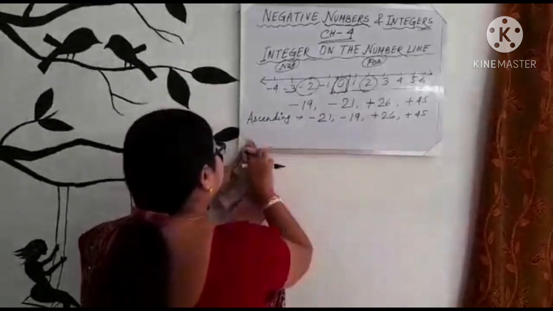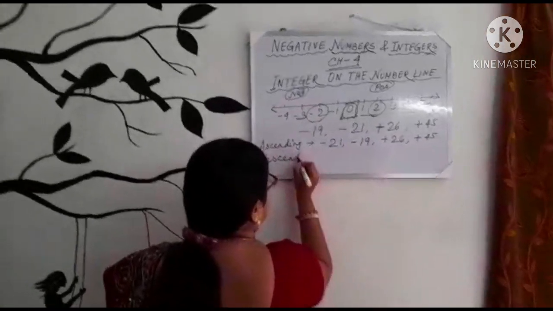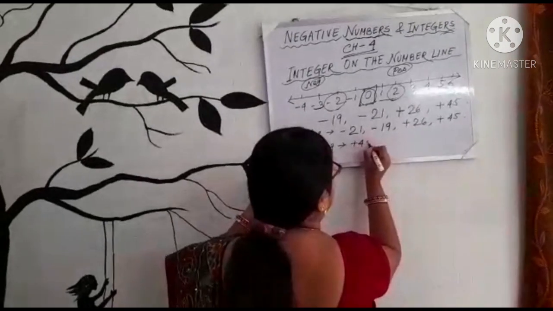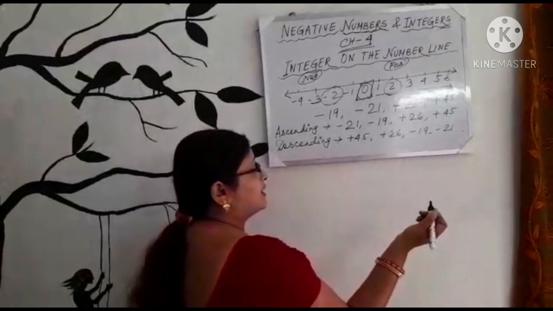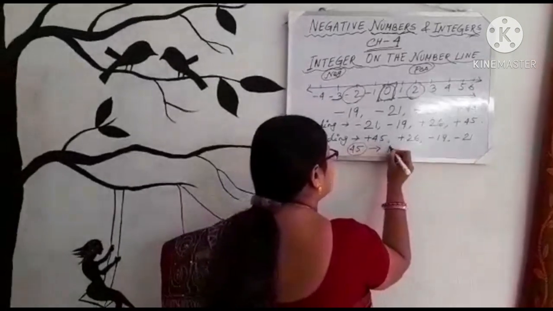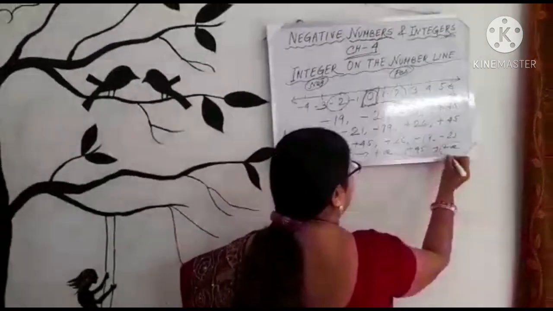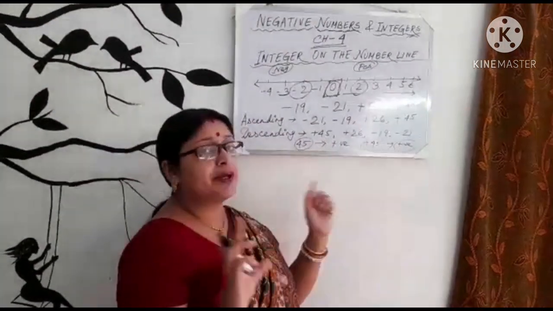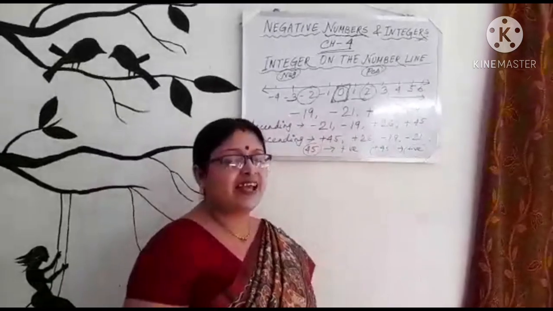Clear? Now, the same numbers, we'll arrange them in descending order. Clear? Descending order means just opposite of ascending order. That means plus 45, plus 26, minus 19, and minus 21. When you write positive numbers, if you write 45, it's also a positive number. If you write plus 45, it is a positive number. But according to the rules of integers, if you write plus 45, it will be more significant. Clear? So, here we have already discussed ascending and descending order.